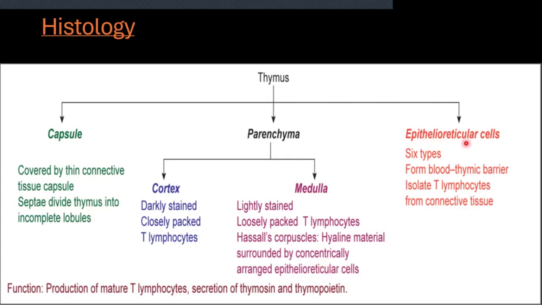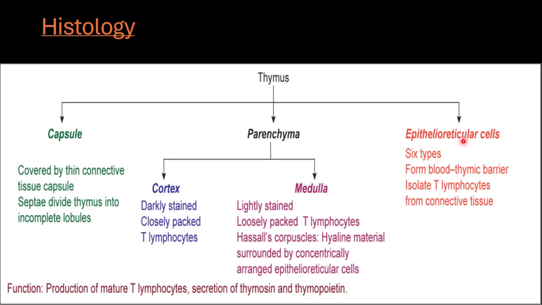Then we have the epithelial reticular cells. There are 6 types. The epithelial reticular cell type 1 forms the blood thymic barrier. But also what I need you to know about epithelial reticular cells is that they are also known as the nurse cells. The nurse cells participate in thymic education. So consider the thymus as a military camp where these militia, the T cells, are trained how to identify an enemy.